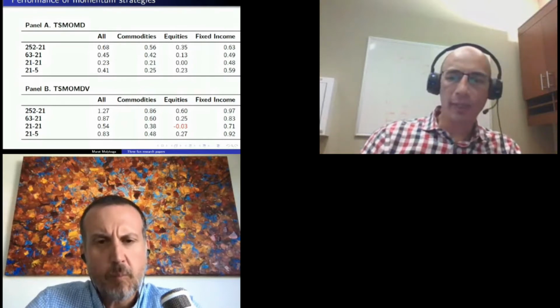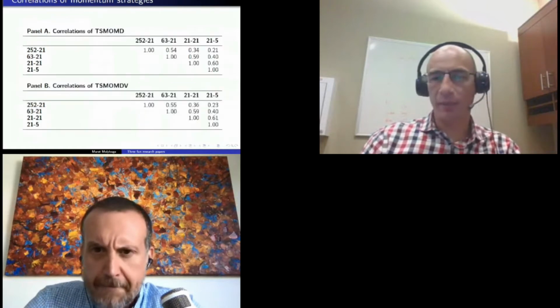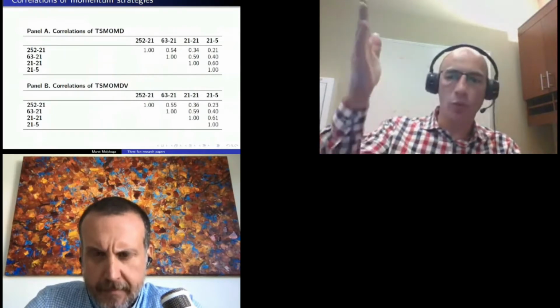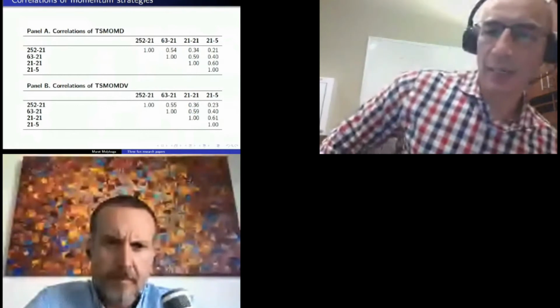And when you look at correlations, of course, they're pretty intuitive. For example, you can see that the correlation of short-term momentum and 1 month is pretty high, 0.6, and then it declines, going down to 0.21 when you look at the correlation of short-term momentum and 12 months momentum. Those are very typical patterns.